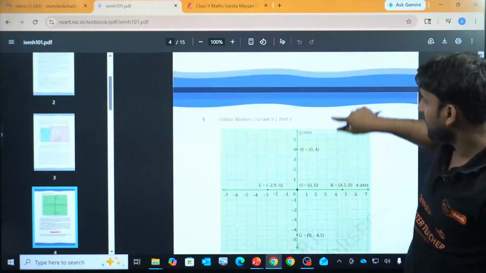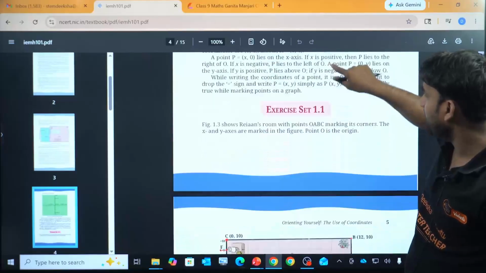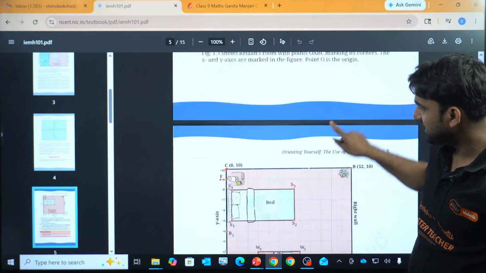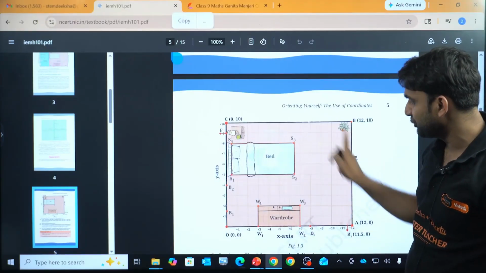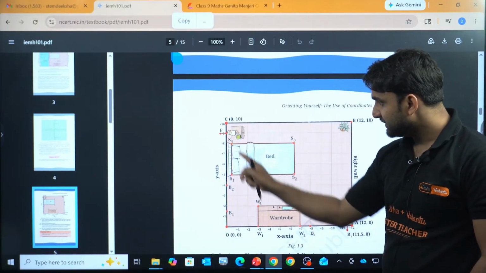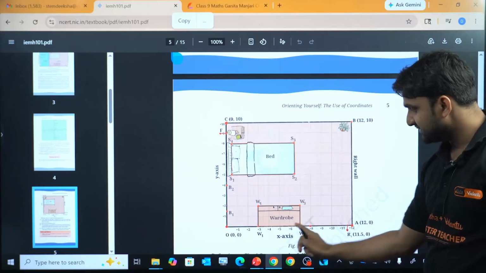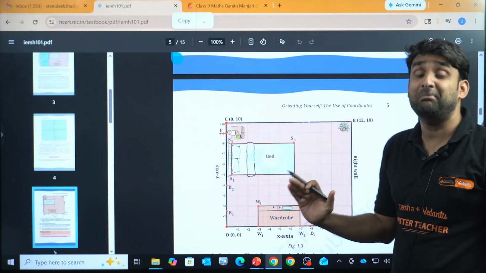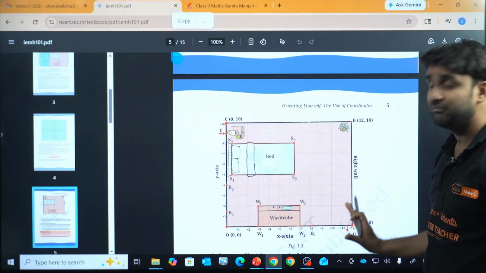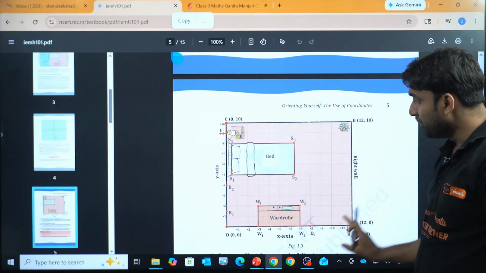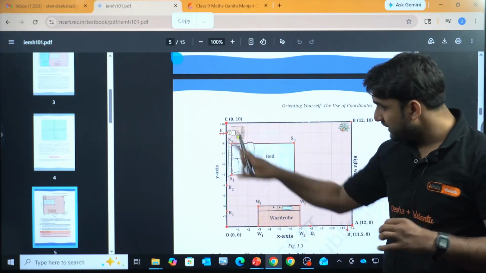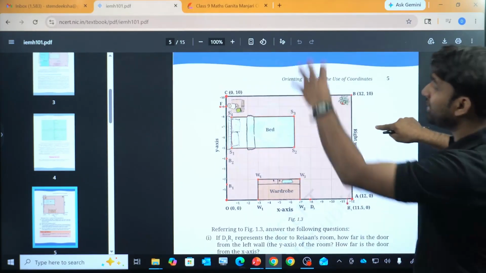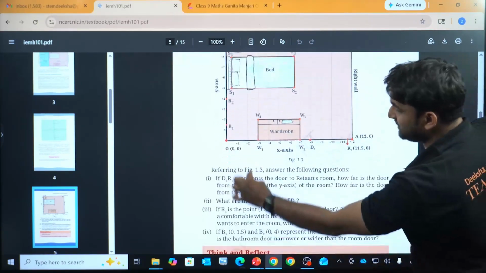Basically, there is a boy here, Rian, and this is Rian's room structure. Here is the bed, this is the lamp table, and this is the wardrobe. So basically the question is based on application. I mean, this is a practical life based question. The inside structure of the room is given to you, the bed position, the wardrobe position, and the table position. And based on this diagram, you will have to answer these questions.